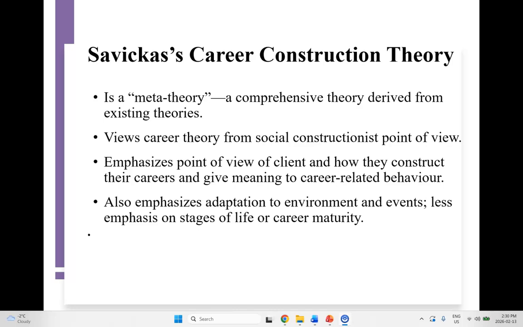Savickas is also covered in this chapter, his career construction theory. This is considered a meta theory, a more comprehensive umbrella theory derived from a number of other frameworks. And it views career theory from the social constructionist point of view, emphasizing again the point of view of the client, how they construct their careers, and give meaning to career related behavior. He also emphasizes adaptation to environment and events and places less emphasis on the idea of stages of life, such as Super might, or the idea of Super's career maturity.